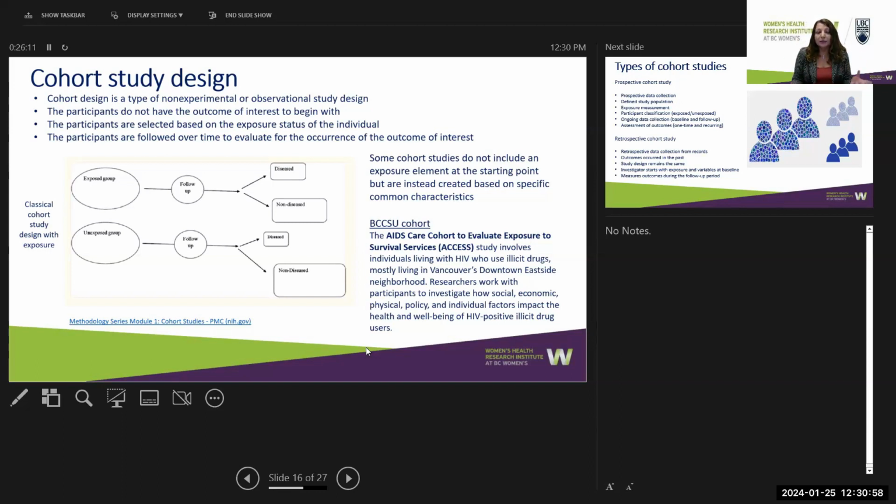Basically, you include people without the condition, or if you have a larger cohort and do a specific sub-analysis, you can restrict your cohort to people that didn't have the outcome and longitudinally evaluate how long it takes them for the specific outcome to occur. And based on this study design, you can calculate the incidence. As I said before, some cohort studies do not include an exposure element as a starting point, but are instead created based on specific common characteristics.